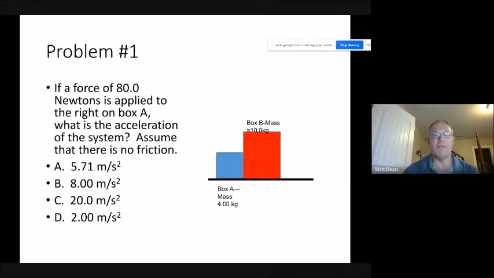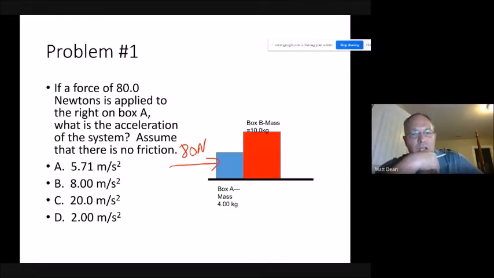So in this problem, we have two boxes. The blue box, mass A, has a mass of 4 kilograms. And the red box, mass B, has a mass of 10 kilograms. So it says if a force of 80 newtons is applied to the right on box A, so we start to push on box A with a force of 80 newtons. What is the acceleration of the system? Assume there's no friction.